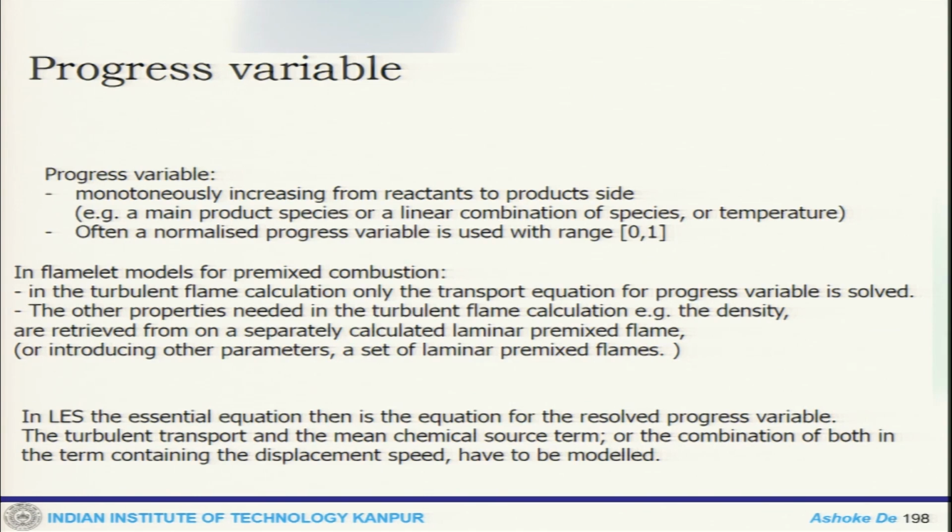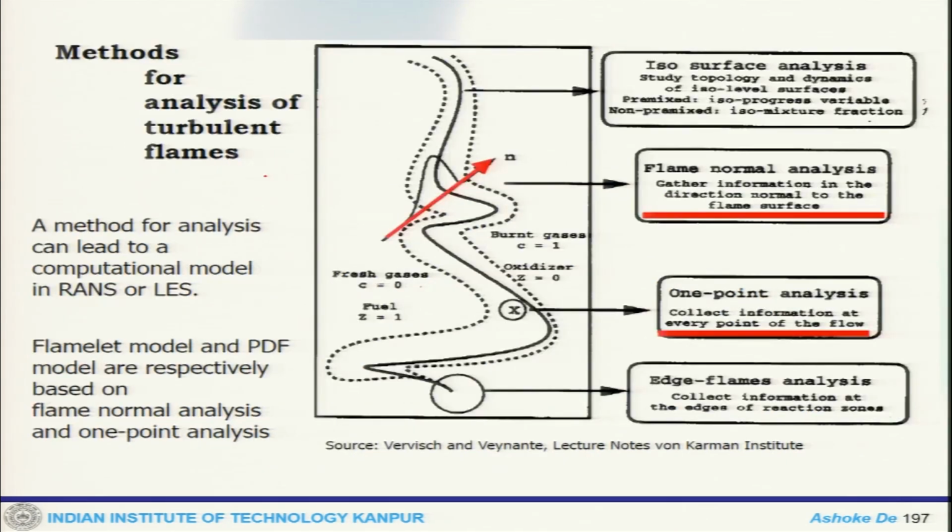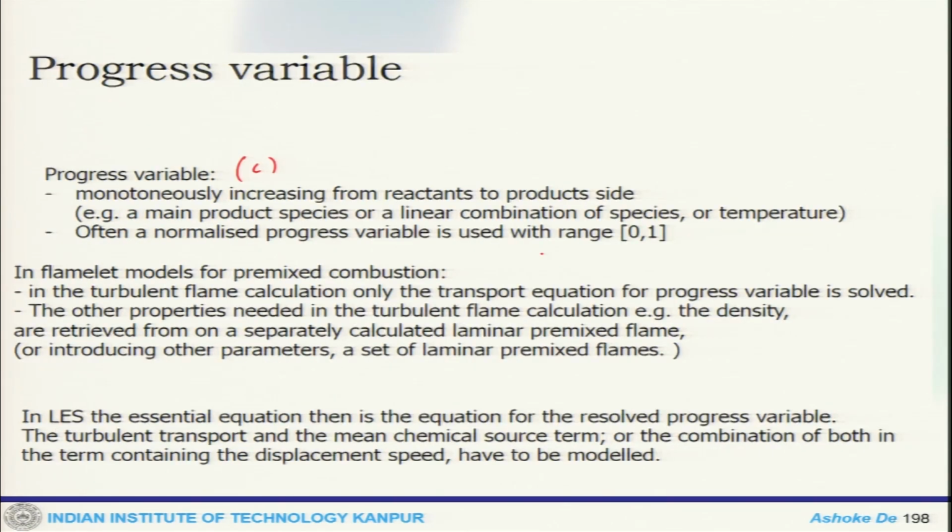When you do the flame normal analysis, one important variable is the progress variable C, which is typically 0 in fresh gas and 1 in burned gas. So, this progress variable is monotonically increasing from the reactant to the product side, and it is normalized between 0 and 1. It could be defined in terms of species mass fraction or temperature. Now, in the flamelet model, in turbulent calculations, the transport equation of the progress variable is solved.